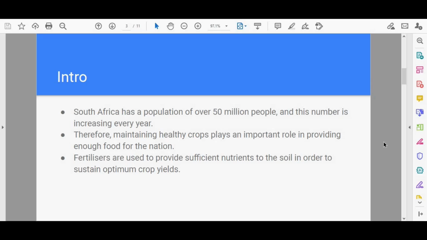Fertilizers are used to provide sufficient nutrients to the soil in order to sustain optimum crop yields. Obviously, if we have a country of that amount of population, we need mass production. We need large outputs. So the use of fertilizers does obviously ensure that we get optimum, in other words, good quality produce out of the ground, so we can supply enough food to major supermarkets all over the country. Kind of basic.